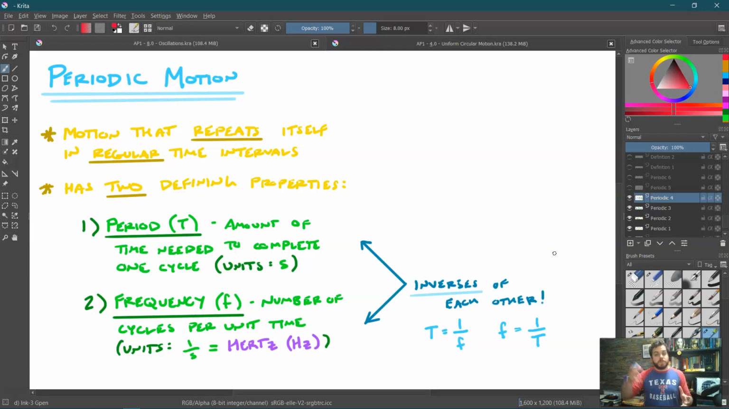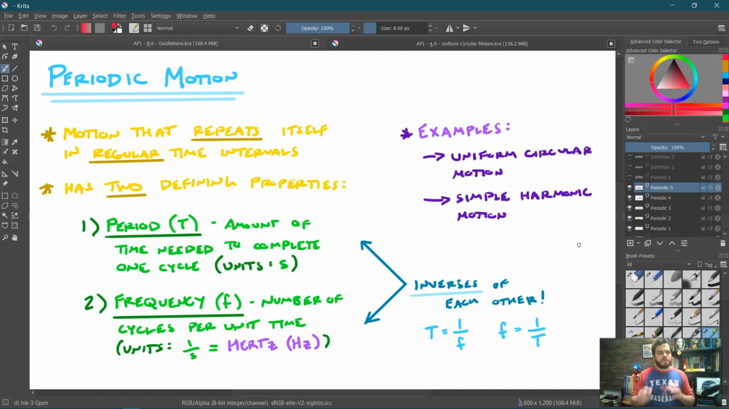And it's important to remember that these two properties are inverses of each other. The period is equal to 1 over the frequency, and the frequency is equal to 1 over the period. So if you know one, you know both. And additionally, one last thing we want to mention now is that there's really two big examples of periodic motion that we look at in this class.